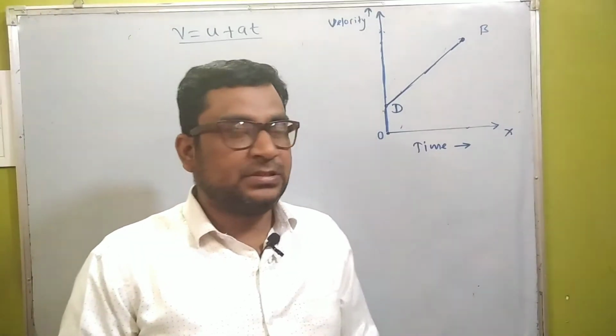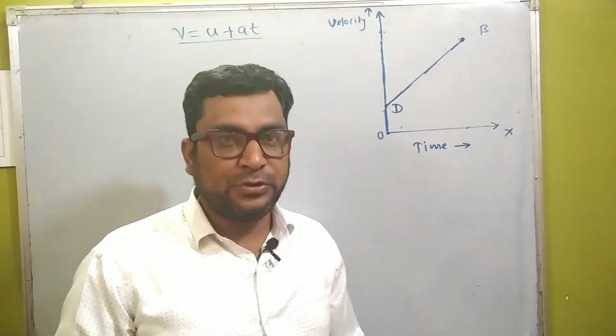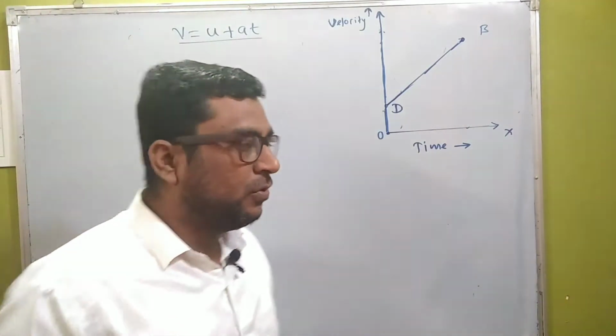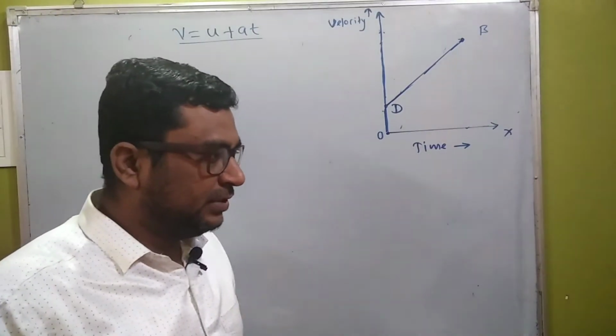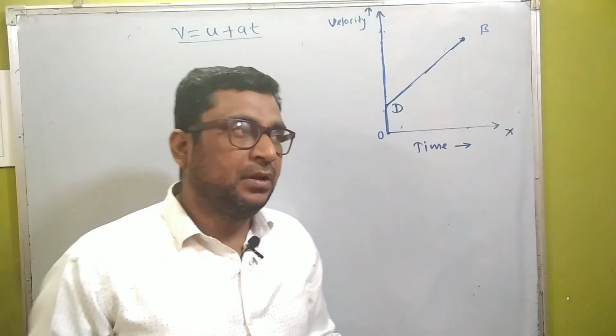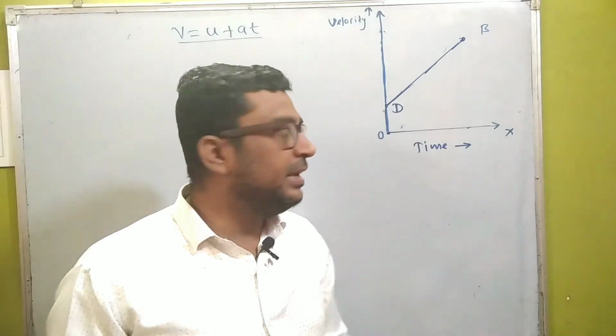Friends, today we discuss the first kinematical equation, also called Newton's equation of motion, using the graphical method. There are basically three equations. Out of that, we discuss the first equation, v is equal to u plus at. For this, we have some mandatory conditions. The first condition is that the object performs uniform acceleration and travels in a straight line.